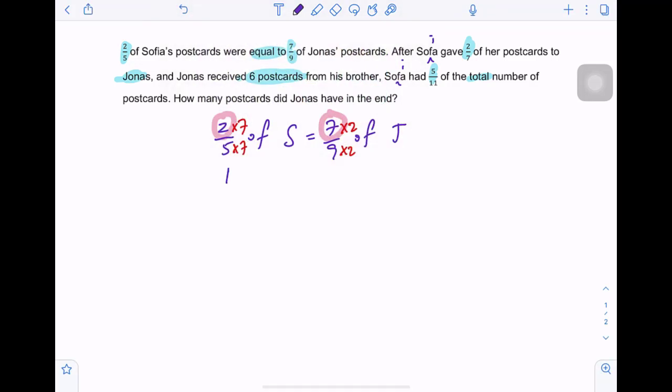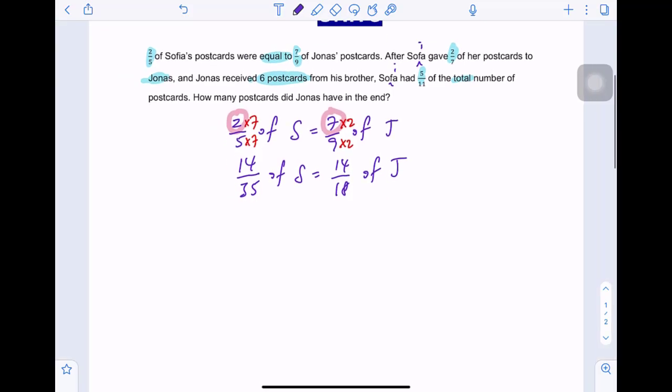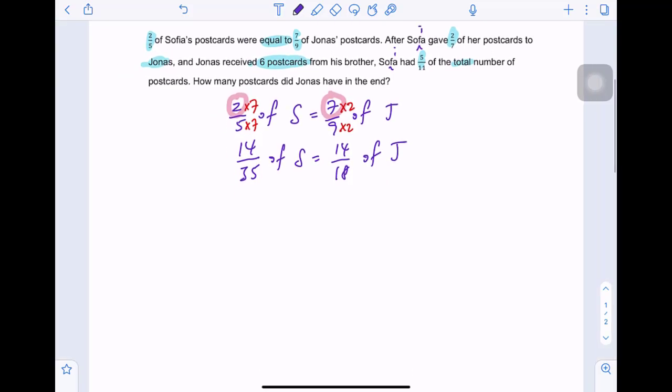Alright, so we'll have 14/35 of Sophia is equal to 14/18 of Jonas. Which then tells us, friends, that at the start, Sophia has 35 units of postcards and Jonas 18 units of postcards. So in the before case, Sophia to Jonas will be 35 to 18. This is before.